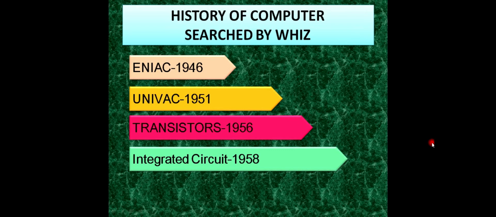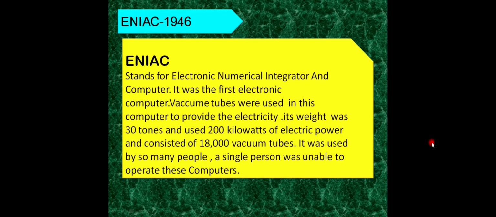Number 1, ENIAC, 1946, and UNIVAC, 1951. The transistor is a device that was developed in 1956, and then integrated circuits in 1958. So here are the details of all the computers. What is ENIAC? ENIAC was developed in 1946, and ENIAC stands for Electronic Numerical Integrator and Computer.